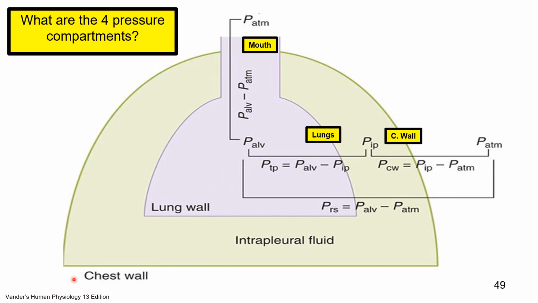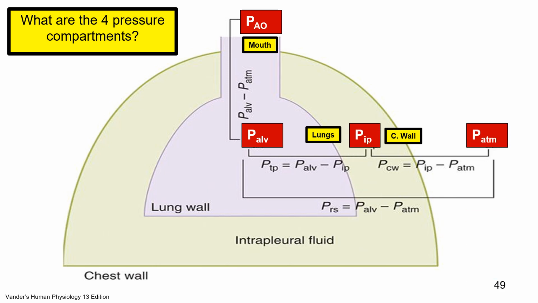So what are the four compartment pressures? We have the airway opening, then the alveolar pressure, then the pleural pressure, and finally the atmospheric pressure.